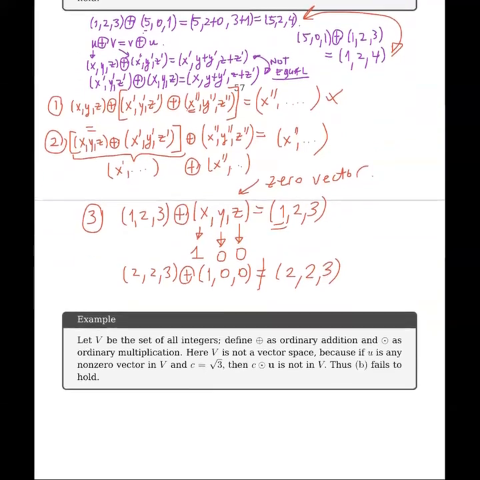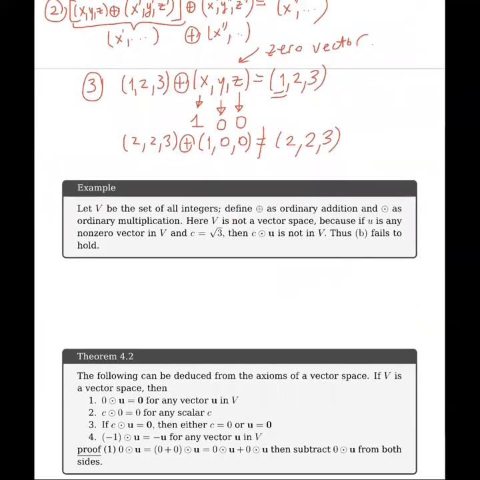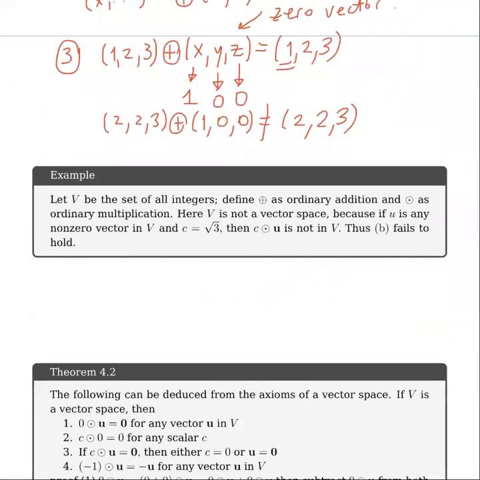Okay, let's look at the last final example. This time we have the set of all integers. Be careful about this thing. Integers, tam sayılar. So this ⊕ is ordinary addition and ⊙ is ordinary multiplication. Here, V is not a real vector space. Why? Because scalars are real numbers.